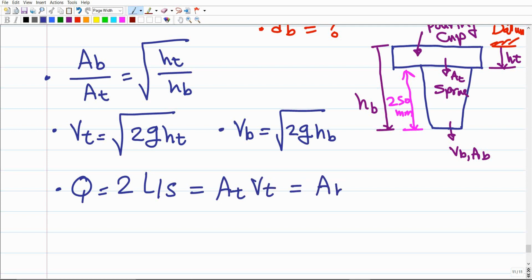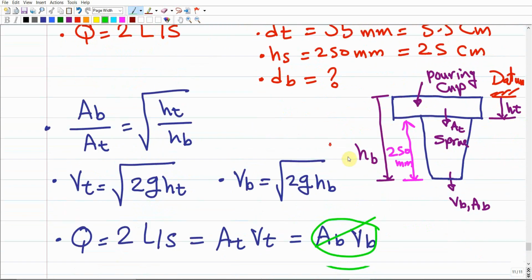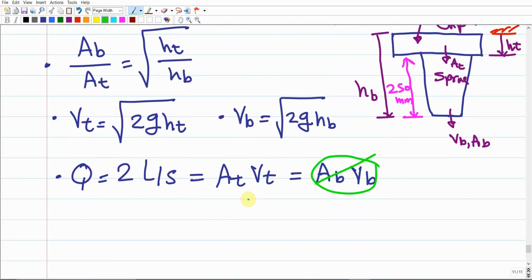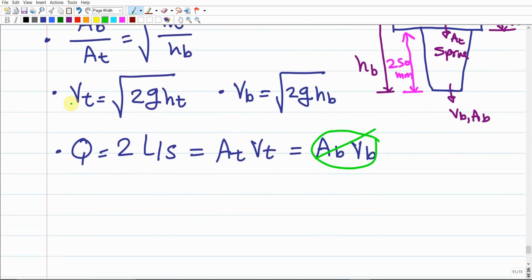In the meanwhile, it should be area at the bottom times the velocity at the bottom. We have no clue about these values, so ignore them here because the area at the bottom is not known, it is required anyway. The same thing for the velocity. We are interested in finding VT, so from this expression we can find VT. So simply VT will be Q divided by the area at the top, right?